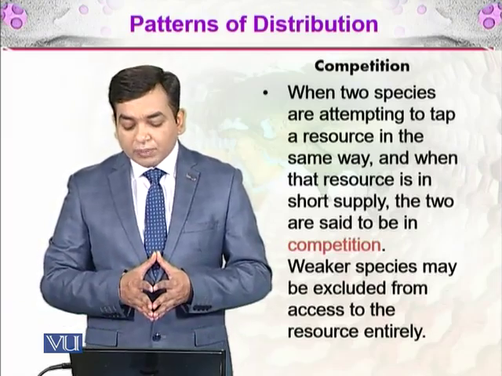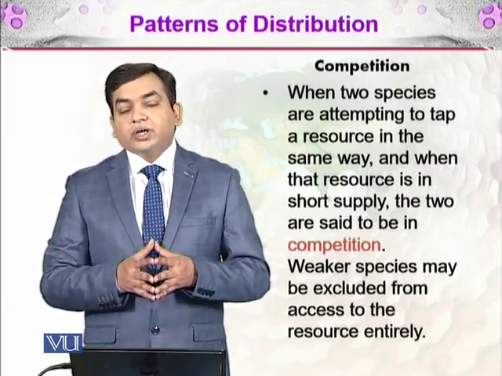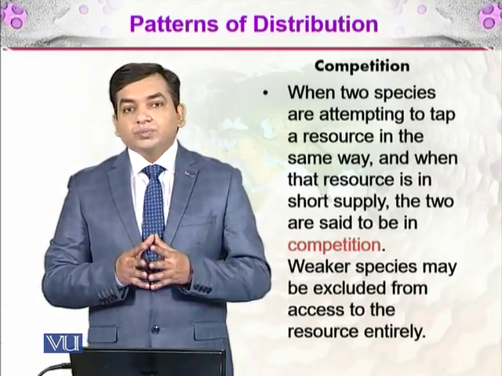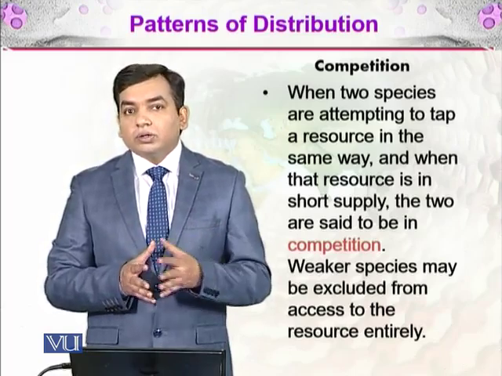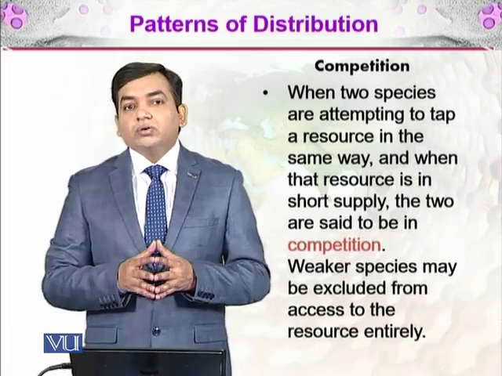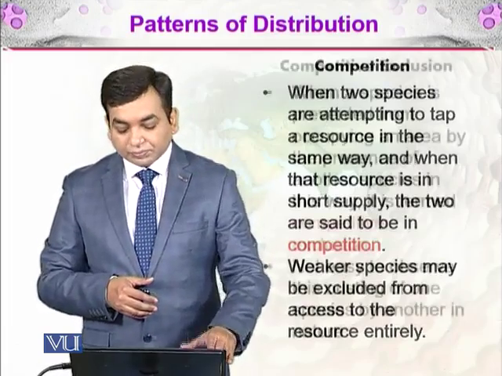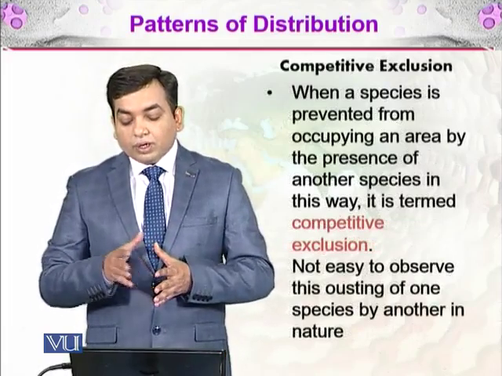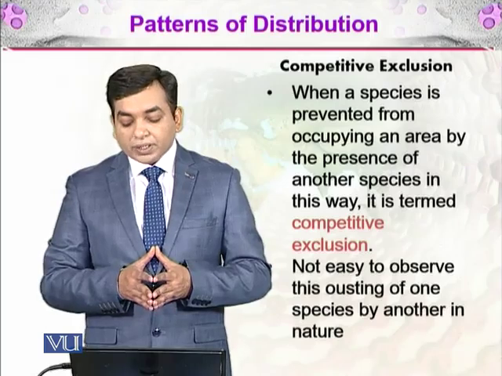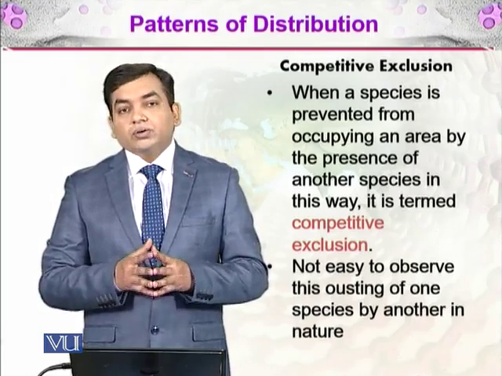The weaker species may be excluded from access to the resource entirely. So when there is competition, one species will win and the other will lose. The winning species will take control of that resource, while the losing species will leave that ecosystem. So when a species is prevented from occupying an area by the presence of another species, in this way it is termed competitive exclusion.